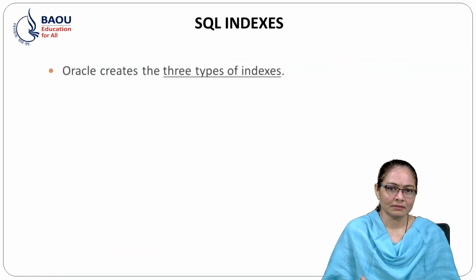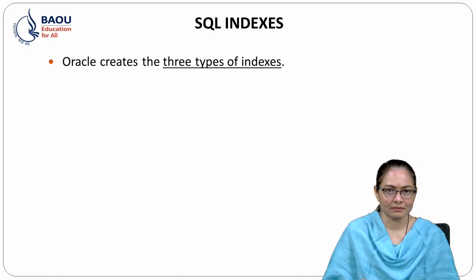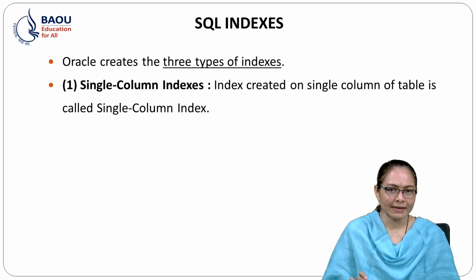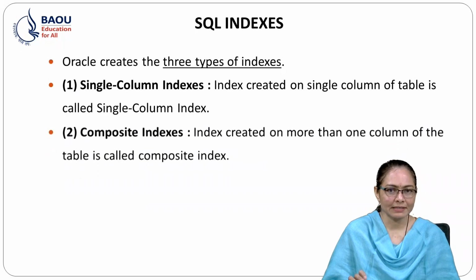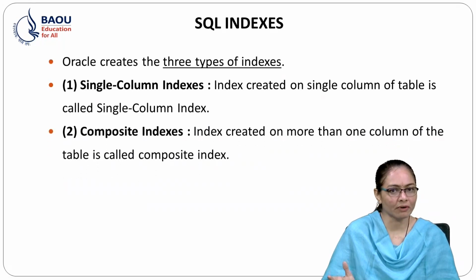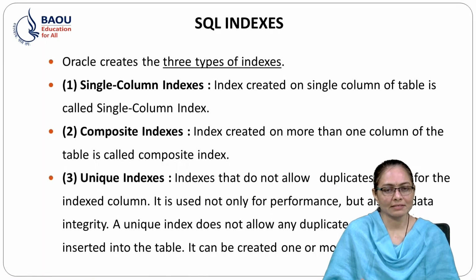Now Oracle creates three types of indexes. First is the single column index, second is the composite index and third is the unique index. The index created on a single column of the table is called a single column index. The composite index means the index created on more than one column of the table. And a unique index means an index that does not allow duplicate values for the index column.